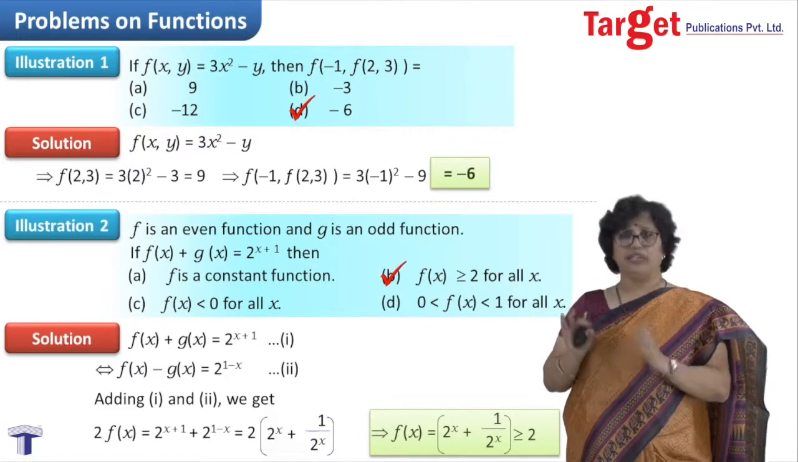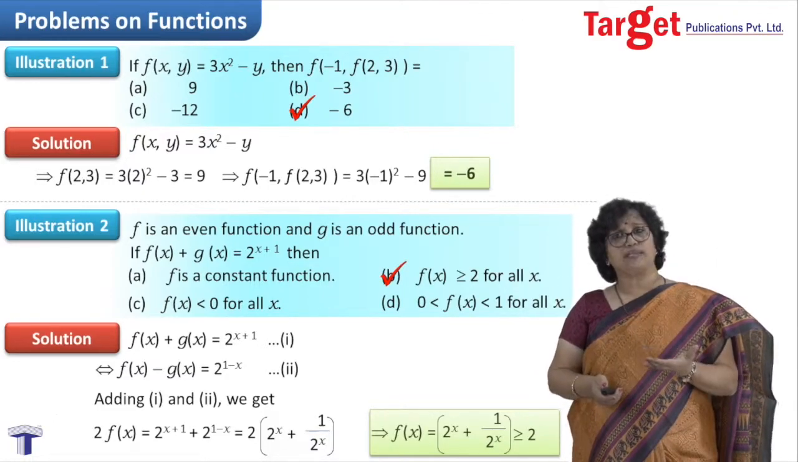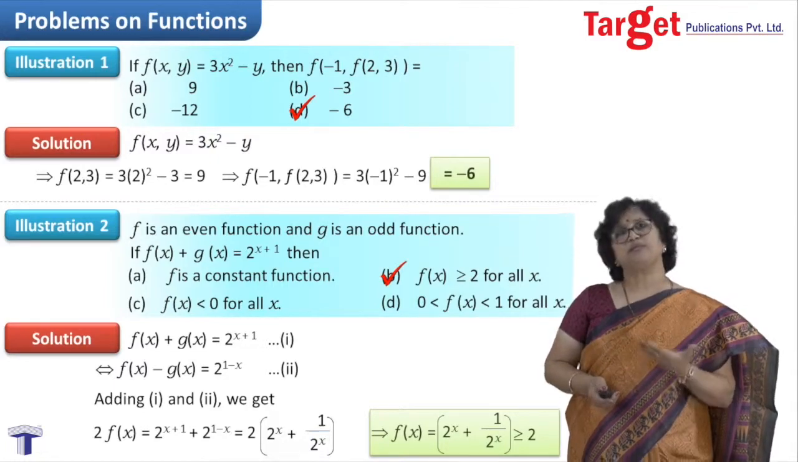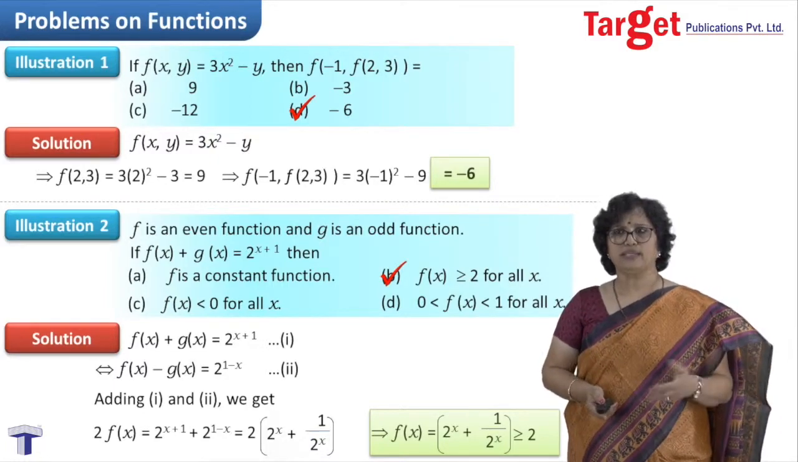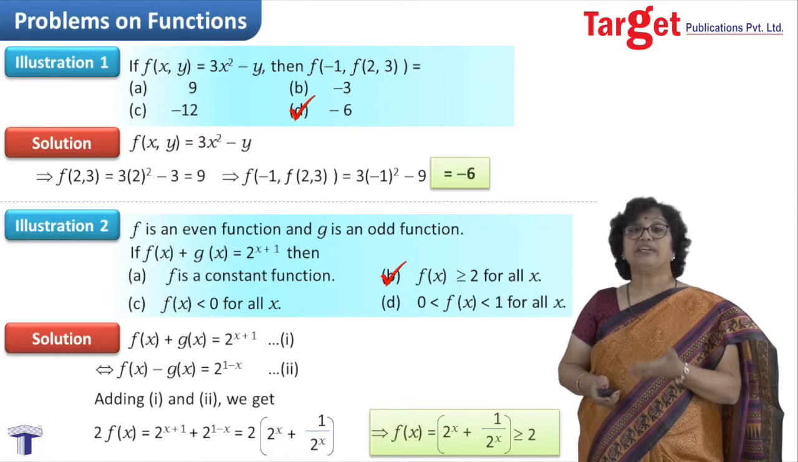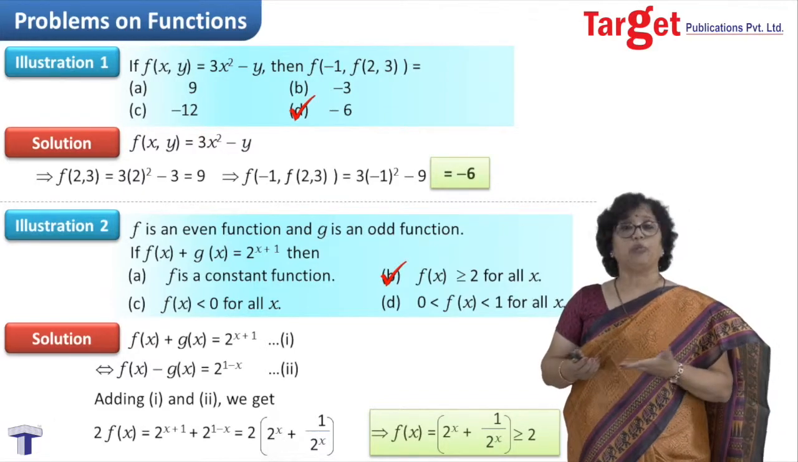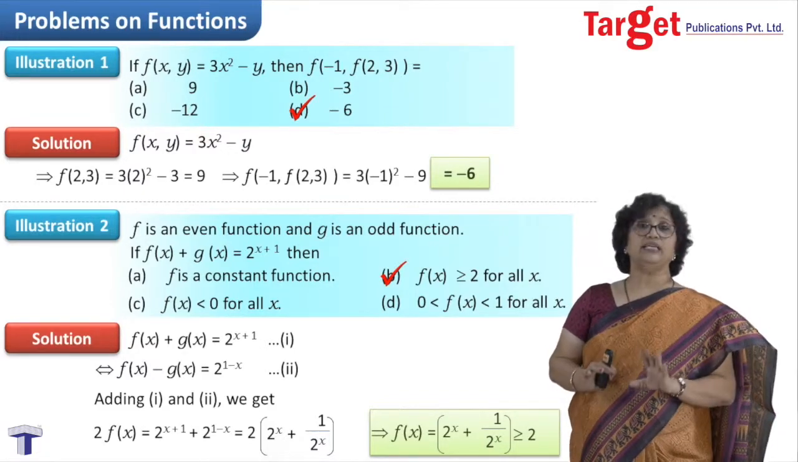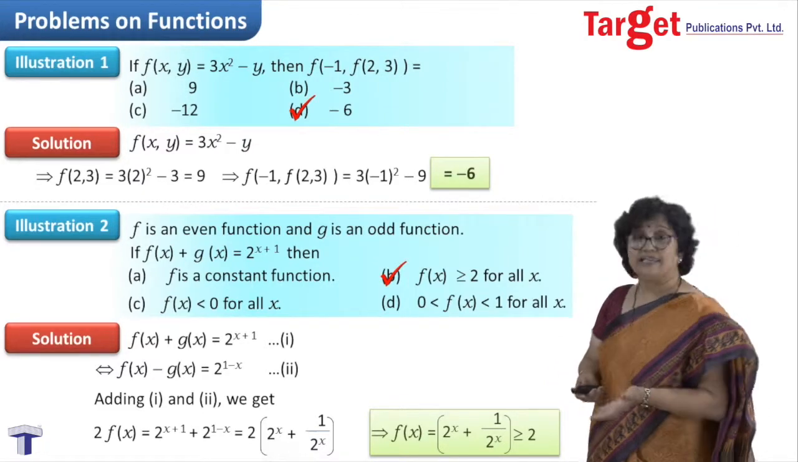Let us rule out the other options. Is f a constant function? Obviously not. 2 raised to x plus 1 upon 2 raised to x will not be a constant function. And as I said, if it is greater than or equal to 2, obviously it will not be between 0 and 1. So option D is also ruled out. And then, is f(x) less than 0?